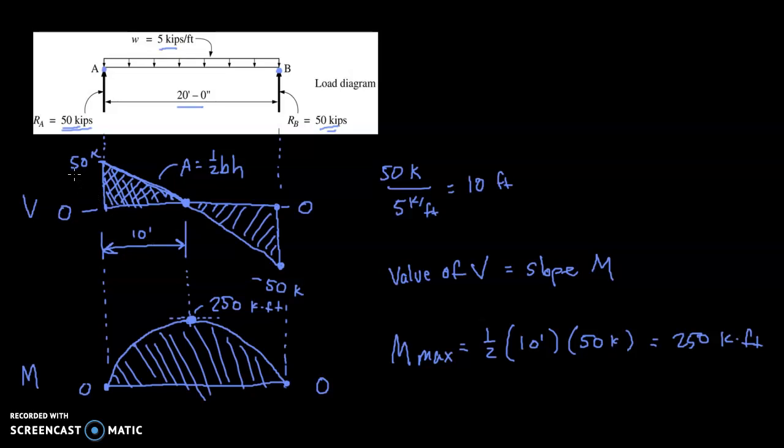So these diagrams tell us that we begin with positive 50 kip shear. At midspan, shear is 0. At the right support, shear is -50. In regards to moment, we begin with 0 moment. We experience a maximum moment in the center of the beam of 250 kip feet, and then that reduces back down again to a value of 0 at the right support. So these diagrams tell us the shear and moment values across the entire length of the beam.